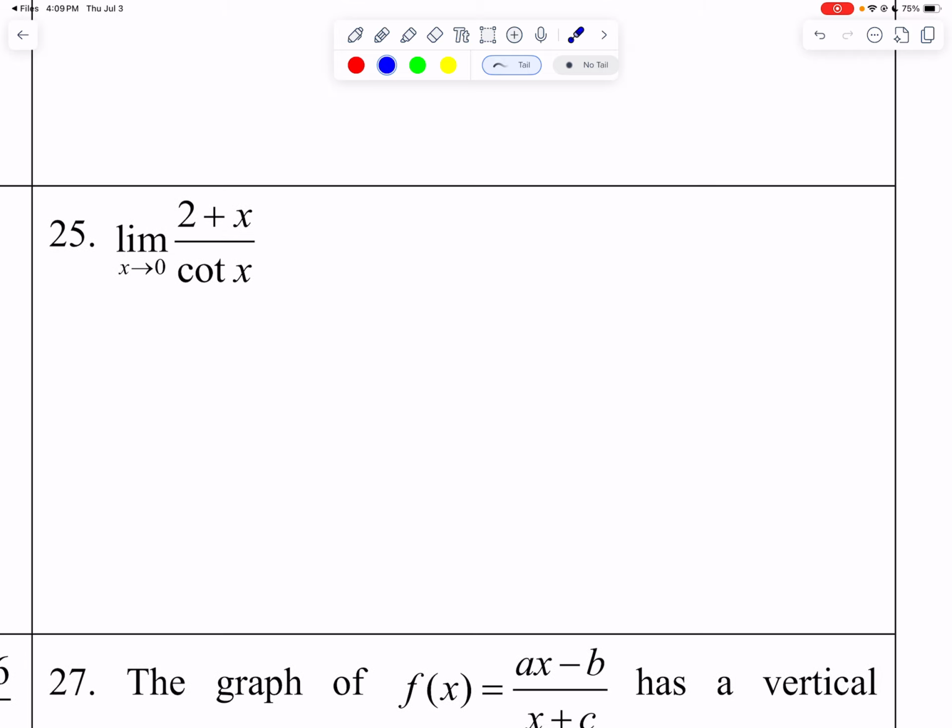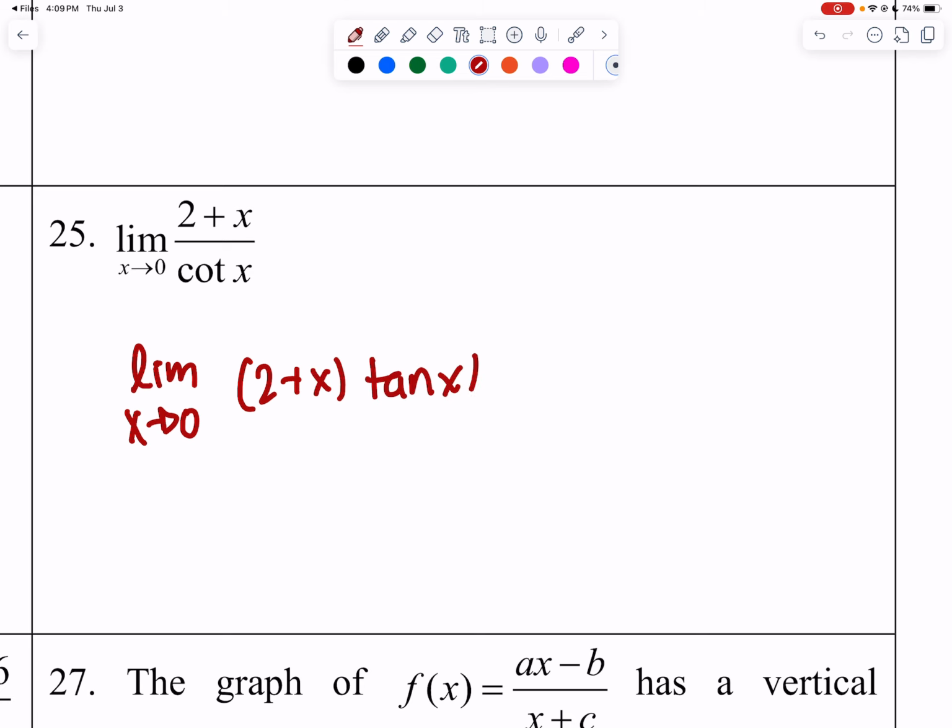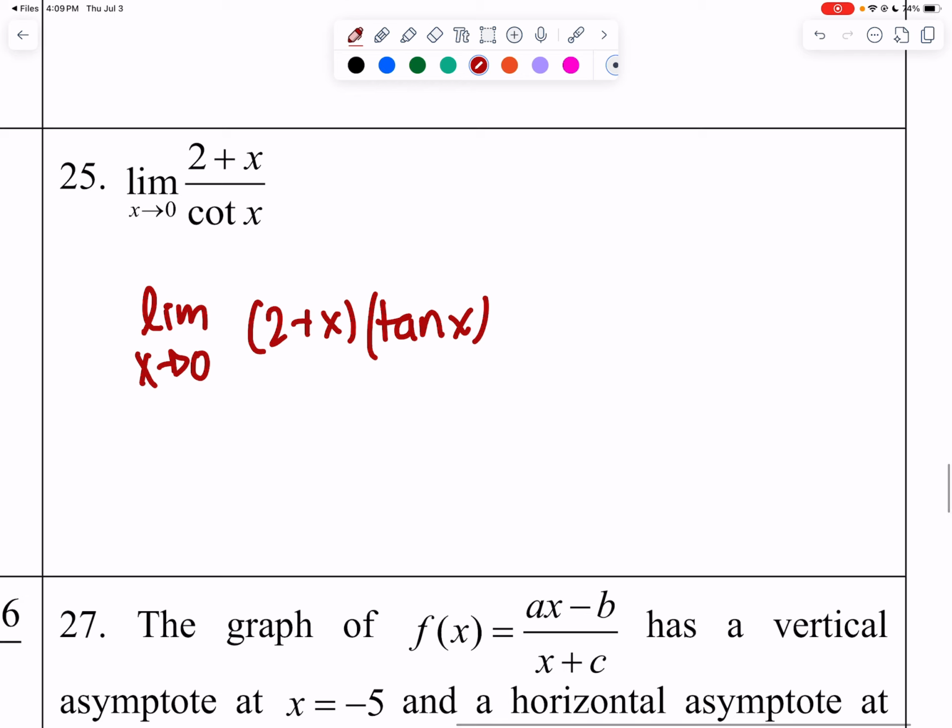All right, for number 25, we want to evaluate the limit as x approaches 0 of 2 plus x over cotangent of x. Now remember that dividing by cotangent of x is essentially the same thing as multiplying by tangent, because cotangent is at the bottom. And then I'm going to evaluate this. So if I were to use direct substitution, I'm going to get 0 plus 2, which is 2. Then tangent of 0 is 0. Now, unlike the other ones, we could use direct substitution here. It's not going to give us 0 over 0. It's not going to give us an indeterminate form. We have 2 times 0, which is an actual answer of 0.